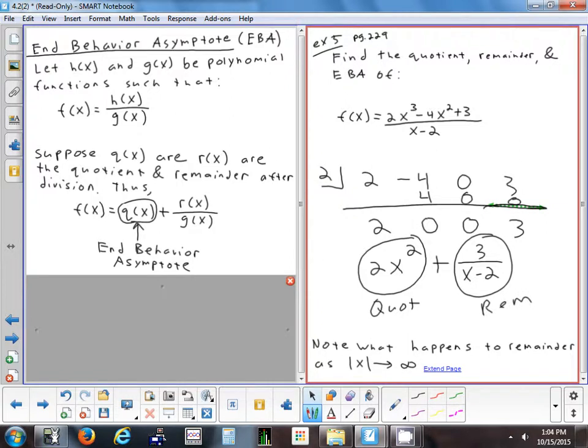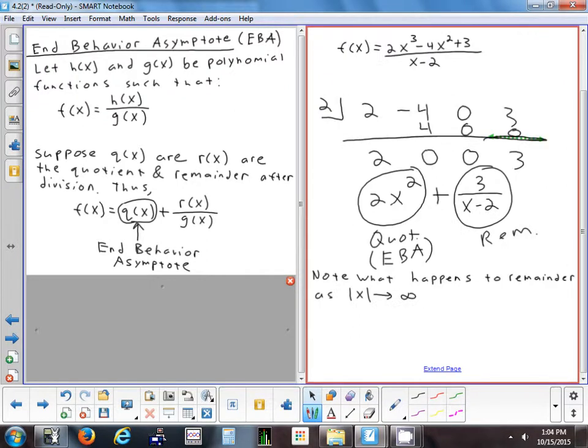Okay, and my quotient is also my end behavior asymptote. So we can write it that way, that's fine. Now, what happens to my remainder as x gets really big? What does this remainder approach? It approaches 0. Again, pretend x is 1,000,000. If you took 1,000,000 minus 2, 999,998. If you take 3 and divide by what I just said, that's extremely small. And as x gets even bigger, this fraction gets even smaller and smaller. So the remainder approaches 0.